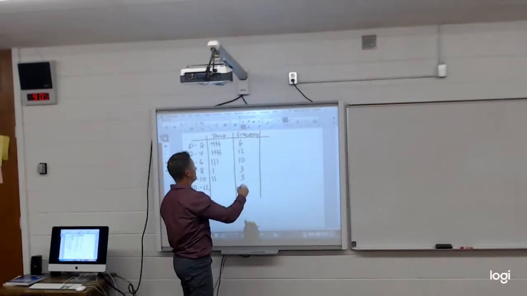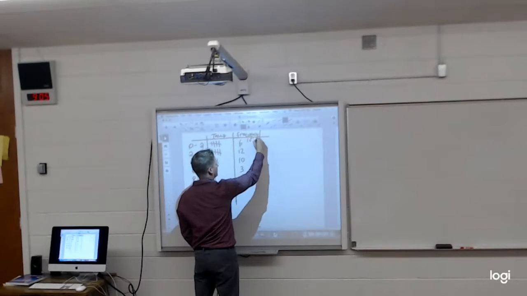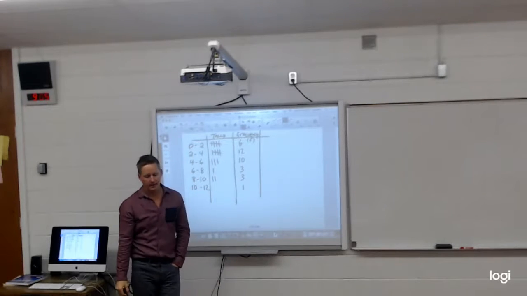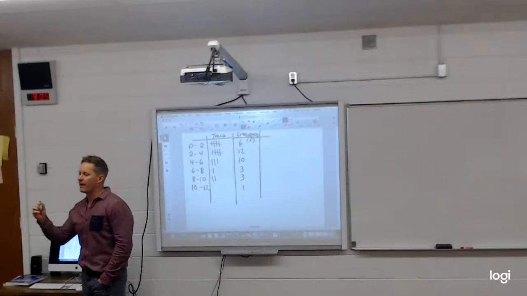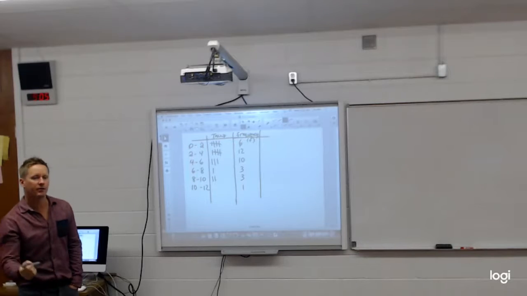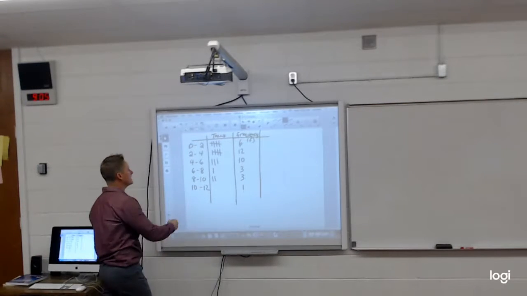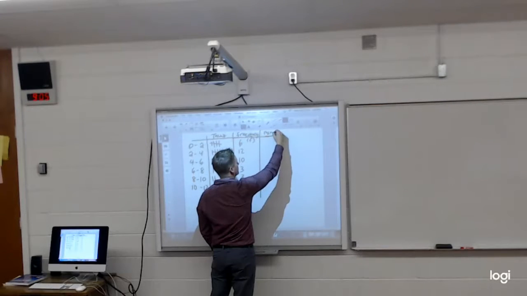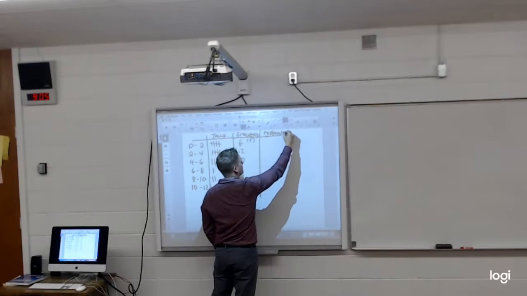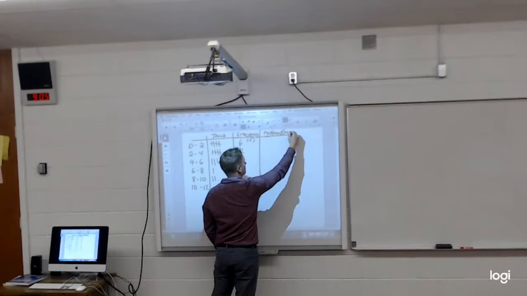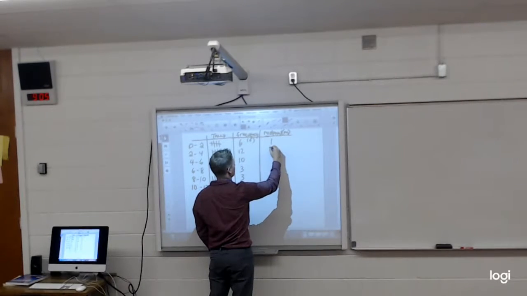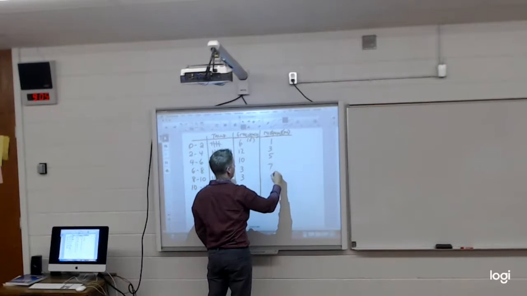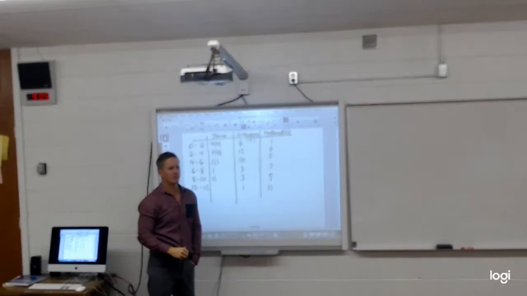We marked that off as F. Here's my frequency. Now what I want to do is find the midpoint of the interval. So what is halfway in between 0 and 2? 1. That's my M value. So I got 1, 3, 5, 7, 9, and 11, right? There's my midpoints.